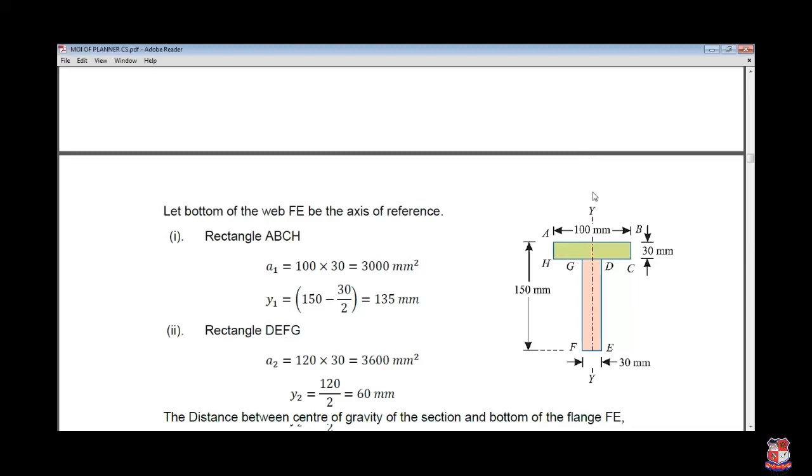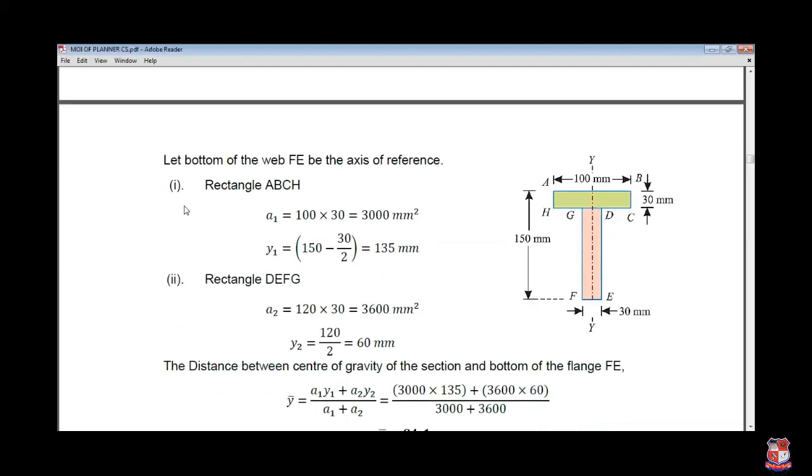If you are cutting it vertically, you are getting the identical shape. The axis is symmetrical about the y axis, so you are directly getting your x bar. X bar is equal to the total distance 100 divided by 2, so your x bar is 50. Now you have to do the exercise for calculating the y bar.